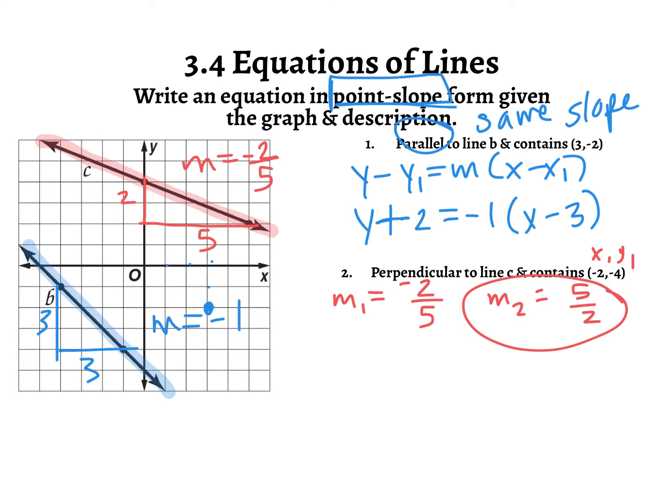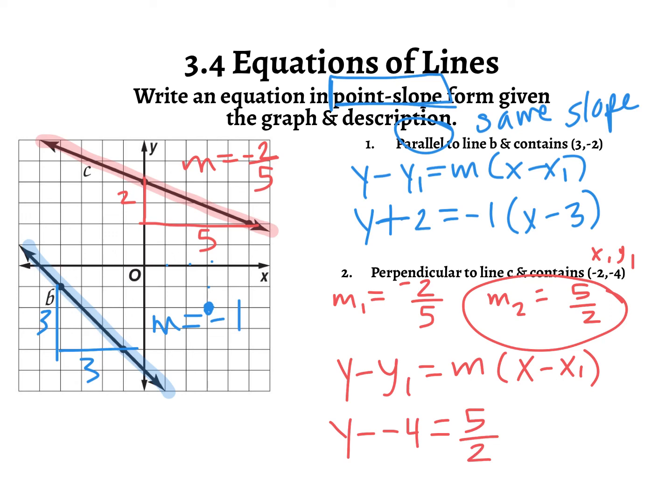So I go to my formula, y minus y1 equals the slope that I want times x minus x1. The new slope is 5/2, right? Not negative 2/5, because I want it to be perpendicular. Y minus y1, that's a negative 4, equals the new slope times x minus x1, which is negative 2. These minus and negatives, I just have to change them to plus. And there's your formula. Y plus 4 equals 5/2 times x plus 2.